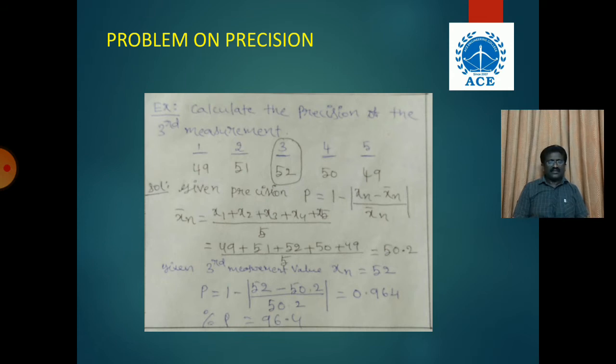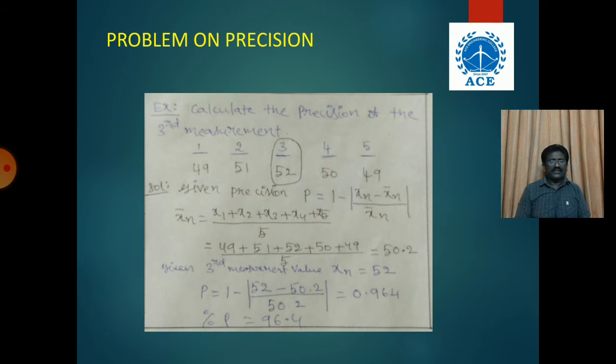So, first calculate the average value of xn. We can write x bar n is equal to x1 plus x2 plus x3 plus x4 plus x5 divided by 5. Actually here I have taken 5 values, which I am writing in the form of x1, x2, x3, x4 and x5. Substitute the given values in the above formula, then we will get our required arithmetic mean or average value equal to 50.2. So now choose the third measurement value, xn equal to 52.